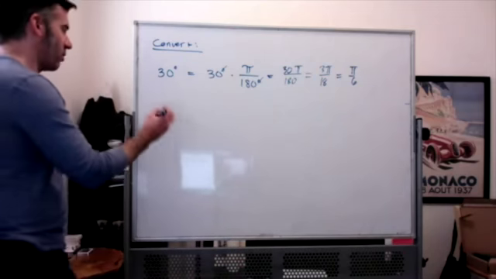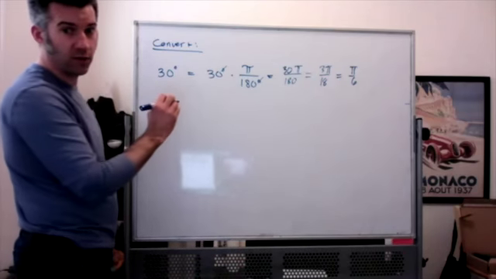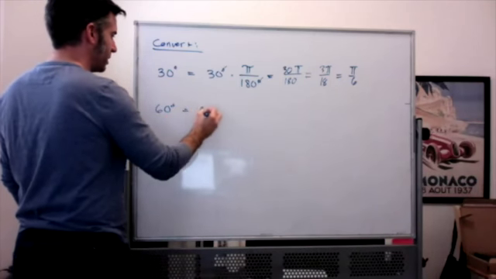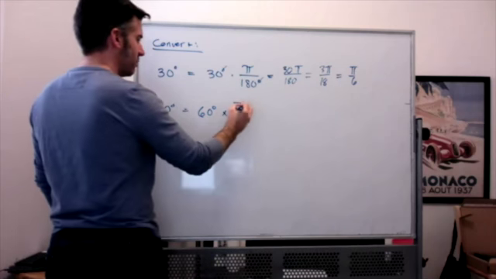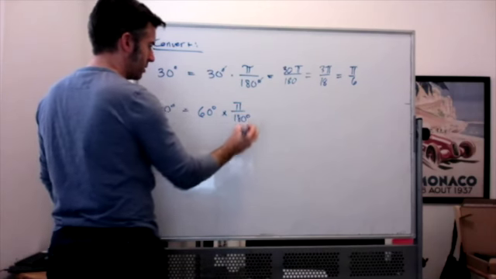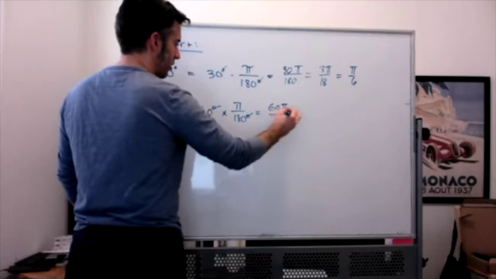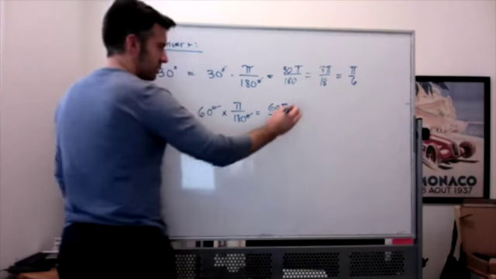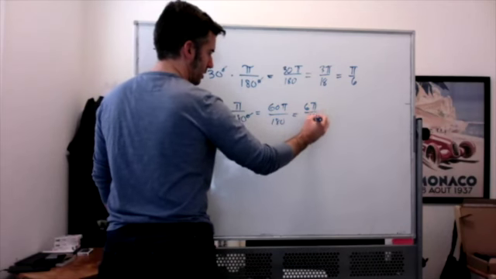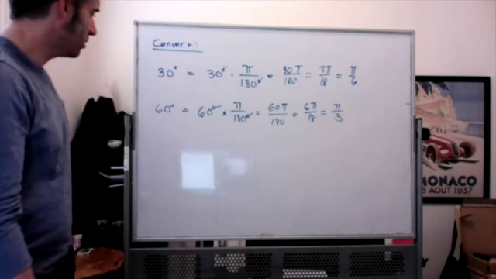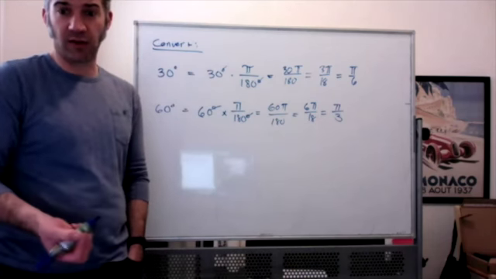Let's look at a couple more. Let's say I want to convert 60 degrees. Well, 60 degrees is 60 degrees times pi over 180 degrees. The degrees cancel. You get 60 pi over 180, which reduces to 6 pi over 18, which reduces to pi over 3. So 60 degrees is equal to pi over 3 radians.